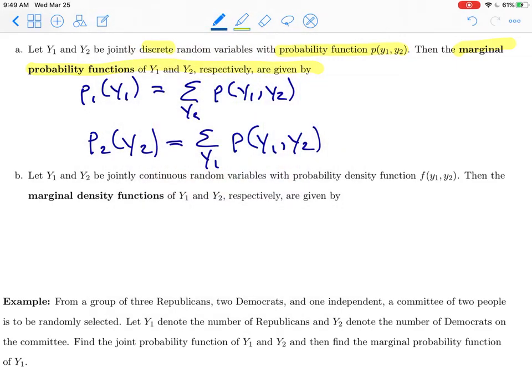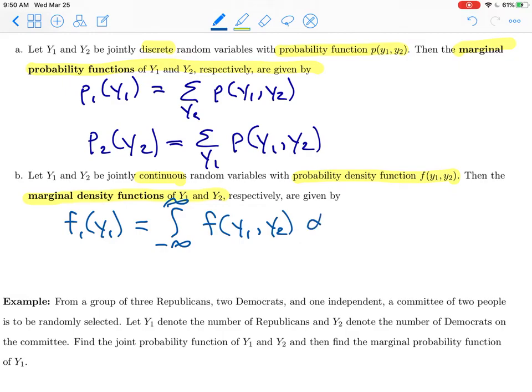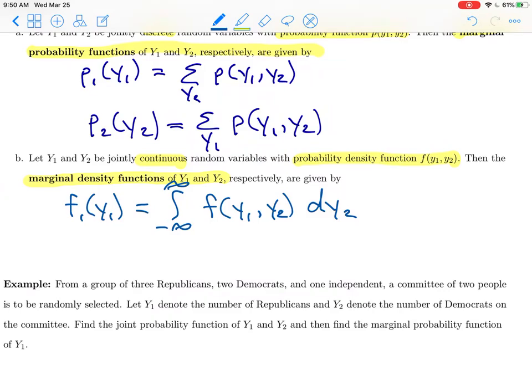So when we have jointly continuous random variables with a joint probability density function, f of y1, y2, then our marginal density functions of y1 and y2 respectively are given by f1 of y1. Here we integrate that joint density function from negative infinity to positive infinity. We want to describe all the probabilities of y1, so we integrate over all choices of y2, integrating with respect to y2.